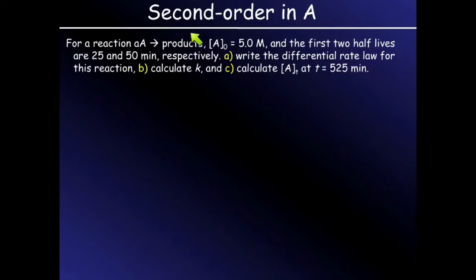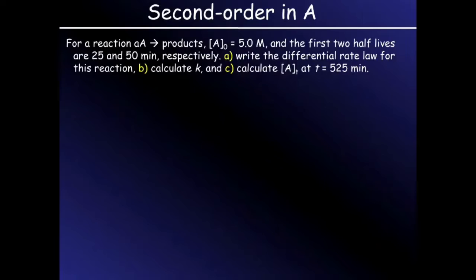Well, oftentimes you have to look at the information that you've been given and interpret it based on what you know. For example, it's telling us the first two half-lives are 25 and 50 minutes. Because the second half-life is twice the first half-life, this indicates that this is a second order reaction, even though it's not stated explicitly in the problem.